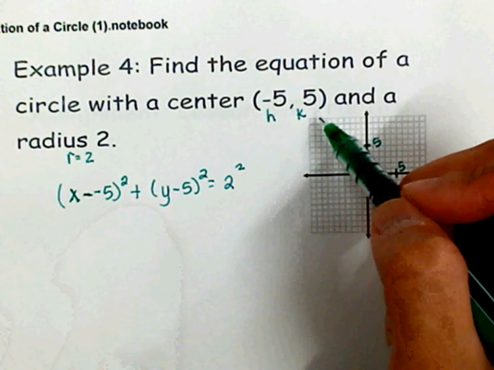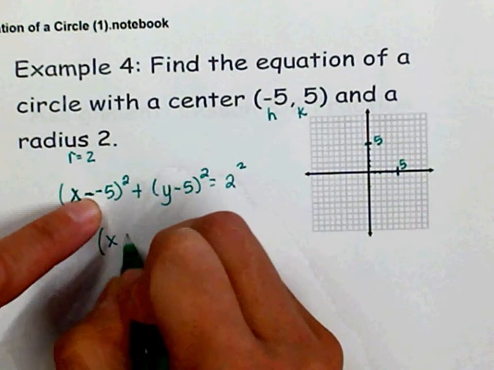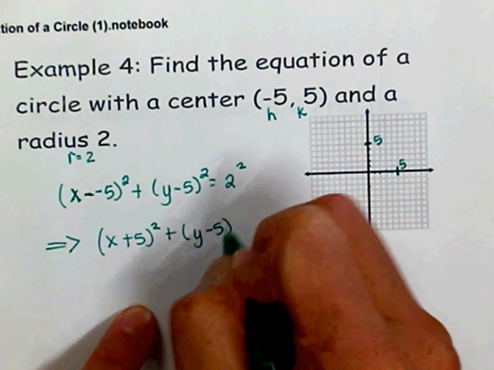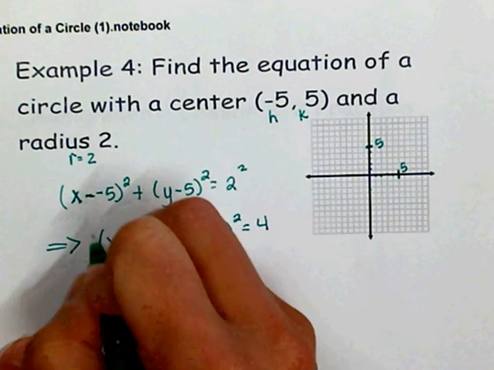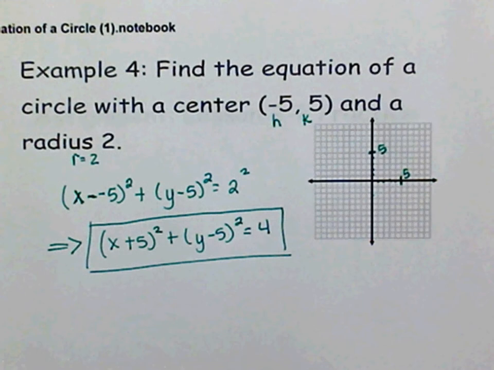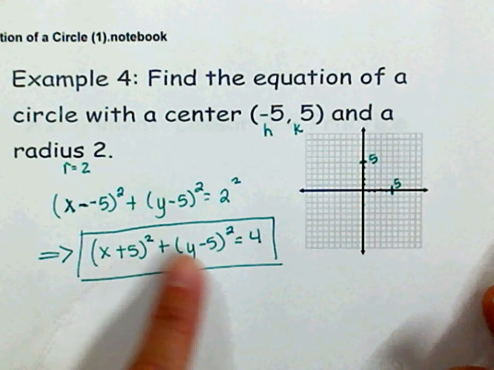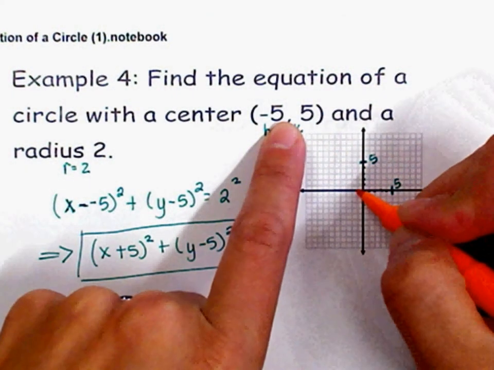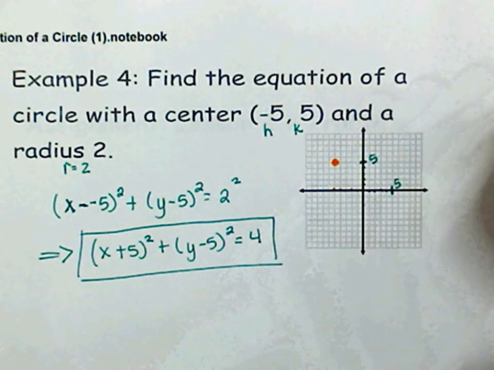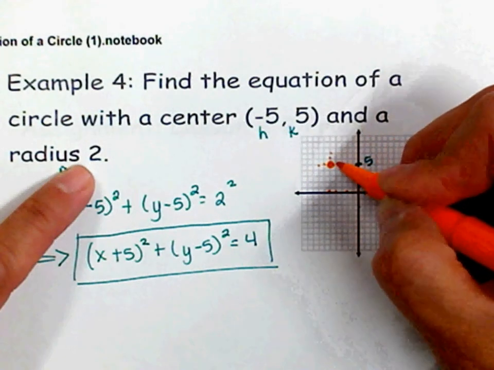Now let's simplify it. X, what's a negative and negative? Become a positive. Plus y minus 5 squared, and 2 squared is a 4. And there's your equation of a circle. Let's go ahead and graph this one. Center is negative 5, positive 5, right there. From your center, I'm going to go up 2, left 2, right 2, down 2. I'm going to make my mark, and there's my circle.